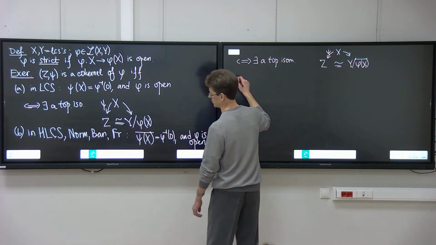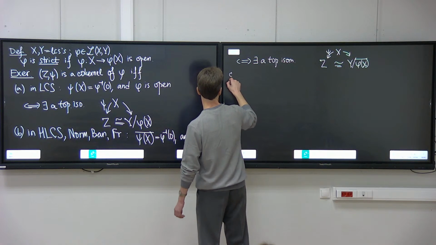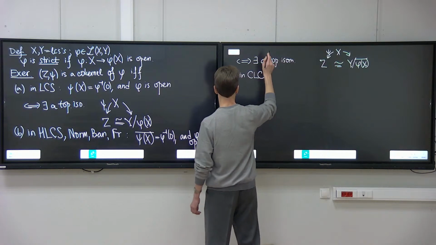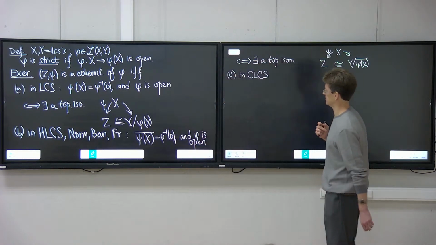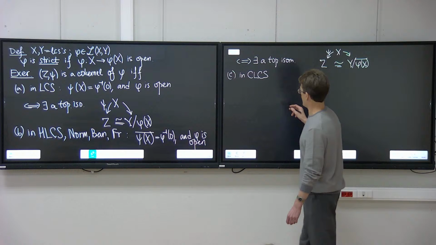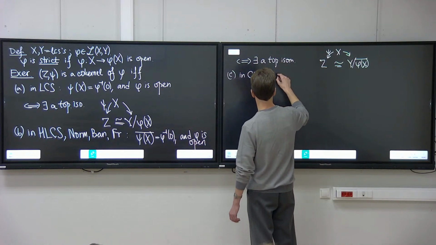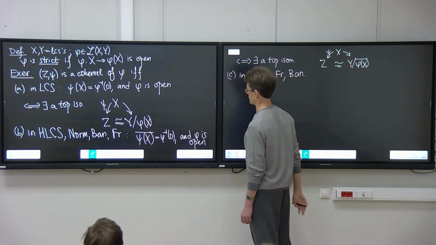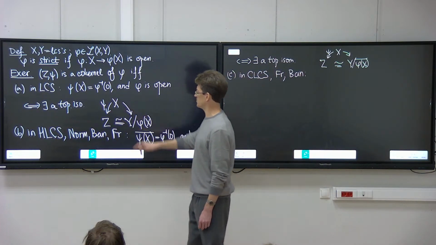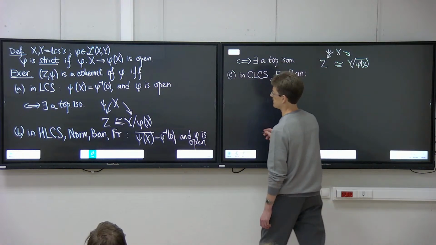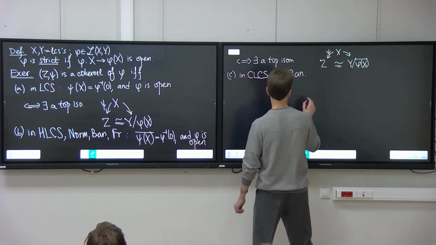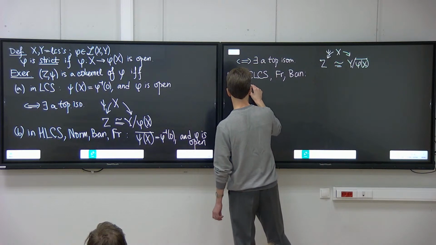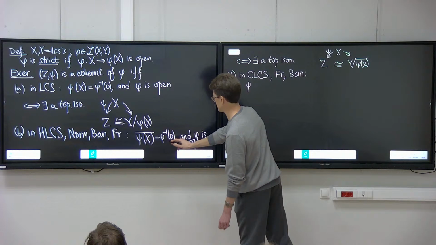If we now look at the category of complete locally convex spaces, this will be something new. So far, we haven't discussed co-kernels in this category. Or we could equally well take the category of Fréchet spaces or the category of Banach spaces. In all cases, the answer will be the same. So psi is a co-kernel of phi if and only if the range of phi is dense.